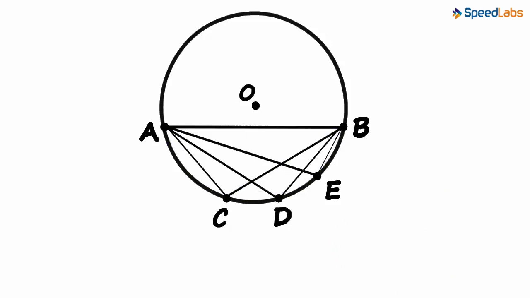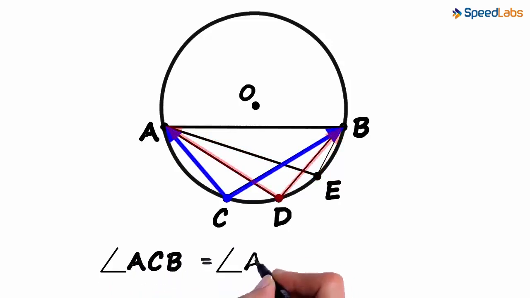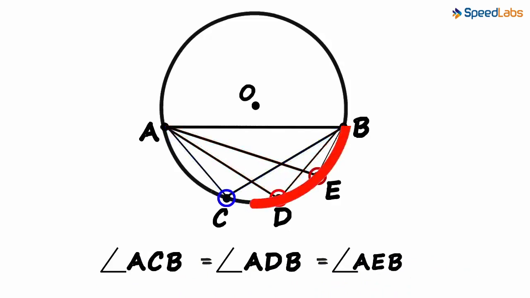But what's so unique about them? All the angles contained in the same segment are always equal. In this case, angle ACB is equal to angle ADB, which is equal to angle AEB. No matter where the point lies on the arc, the measures of the angles formed will always be equal.